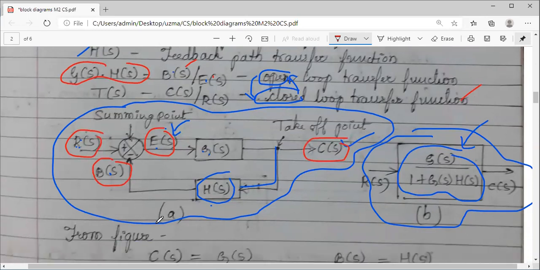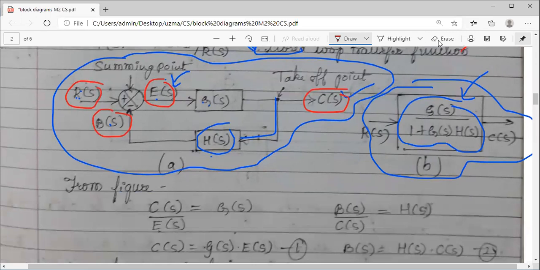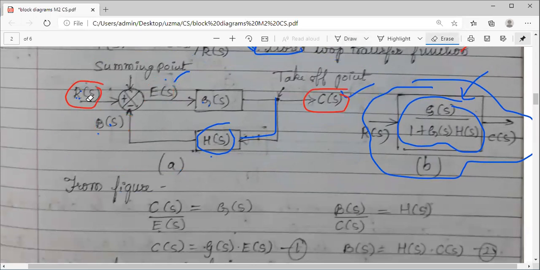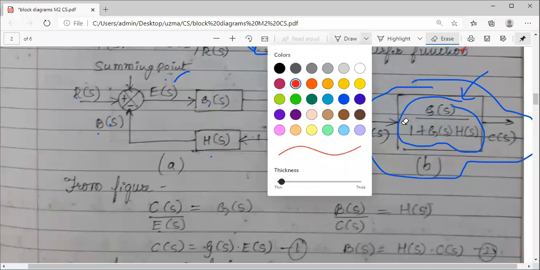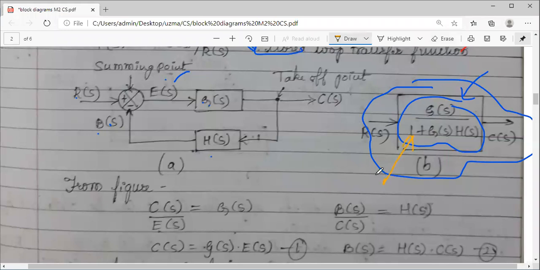So these are the terminologies used. Now coming to this figure, from the figure, just look at the directions. From the directions, I will try to analyze this system which is given here, and I will arrive at this particular value which I have written inside the block.